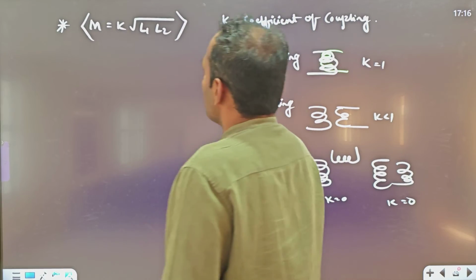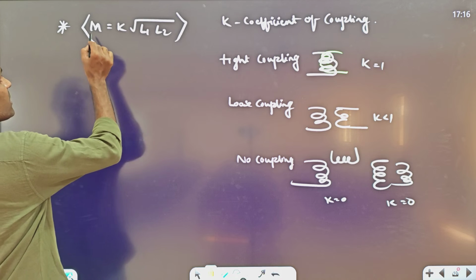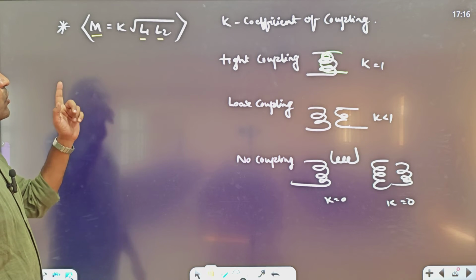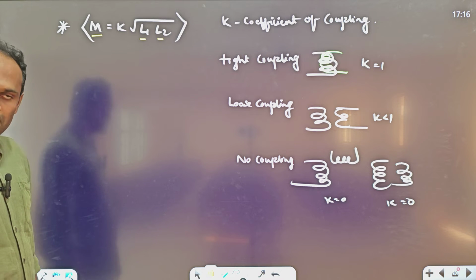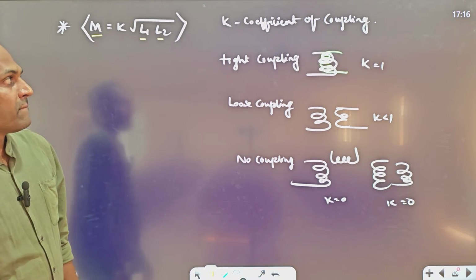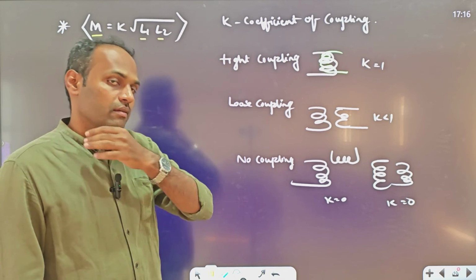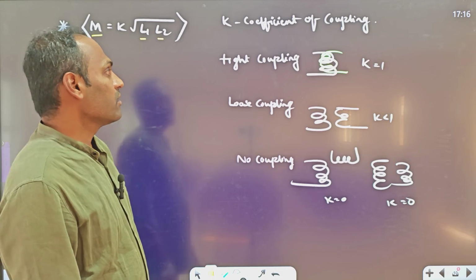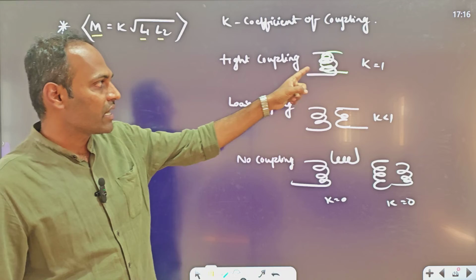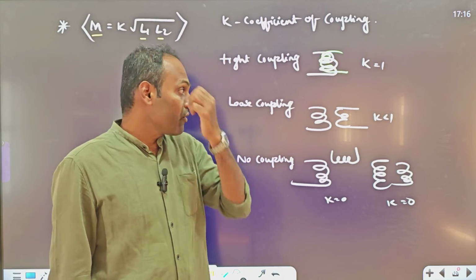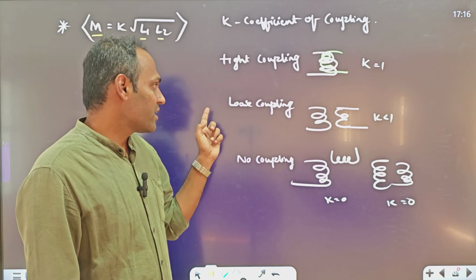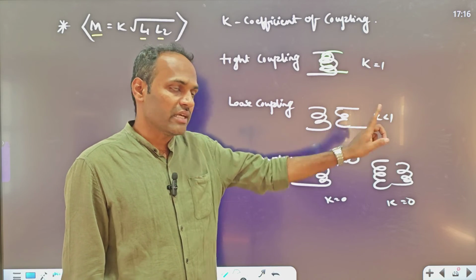Next. Relation between coefficient of mutual inductance and the self-inductance of the two coils. M is equal to K into root of L1 into L2. This is the relation between mutual inductance and the self-inductance of the two coils. Here K is called coefficient of coupling. If the solenoids are coaxial, it is called tight coupling and the value of K will be 1. If the solenoids are having different axes, they are not coaxial, then it is called loose coupling. Its value of K will be less than 1.